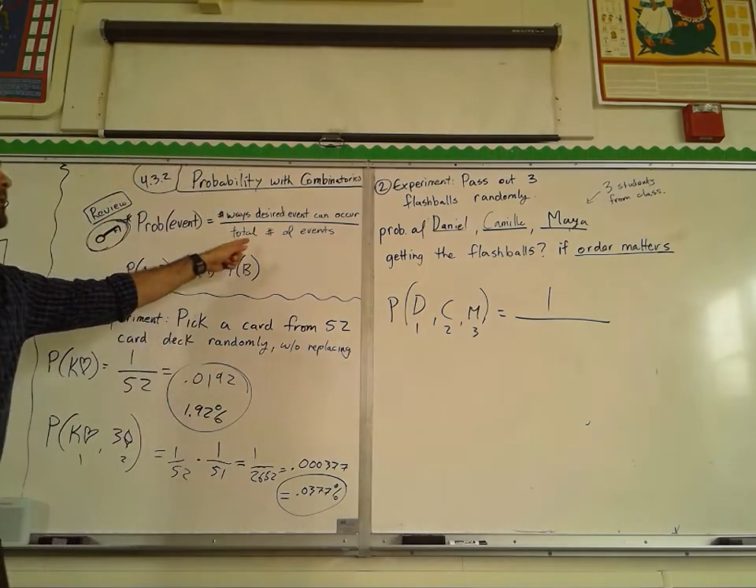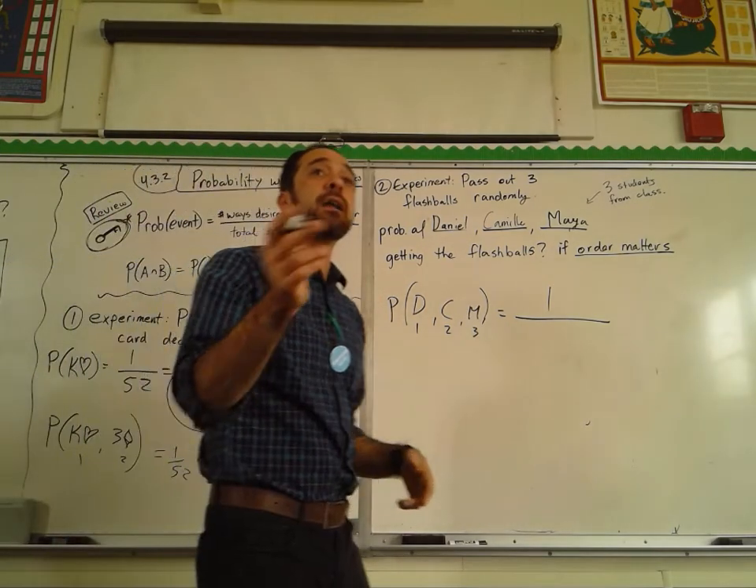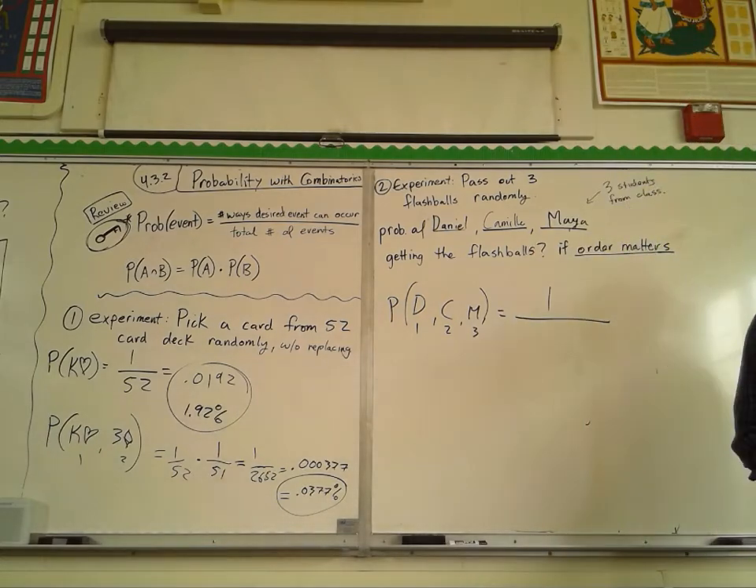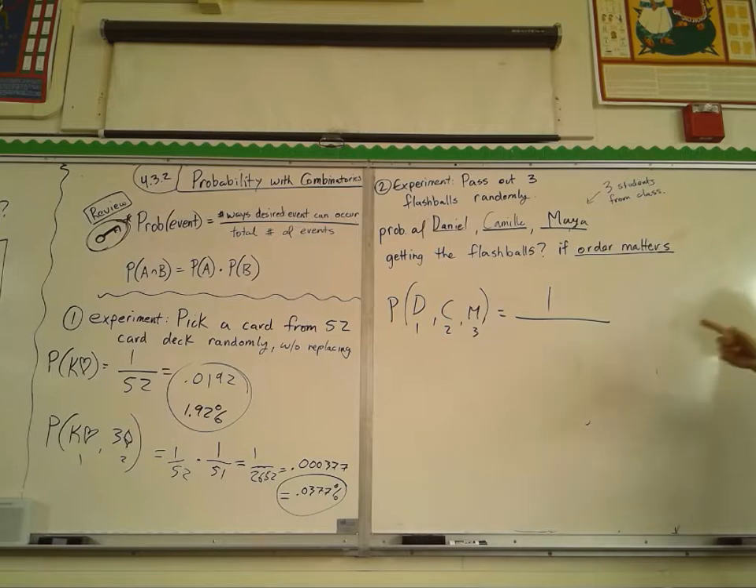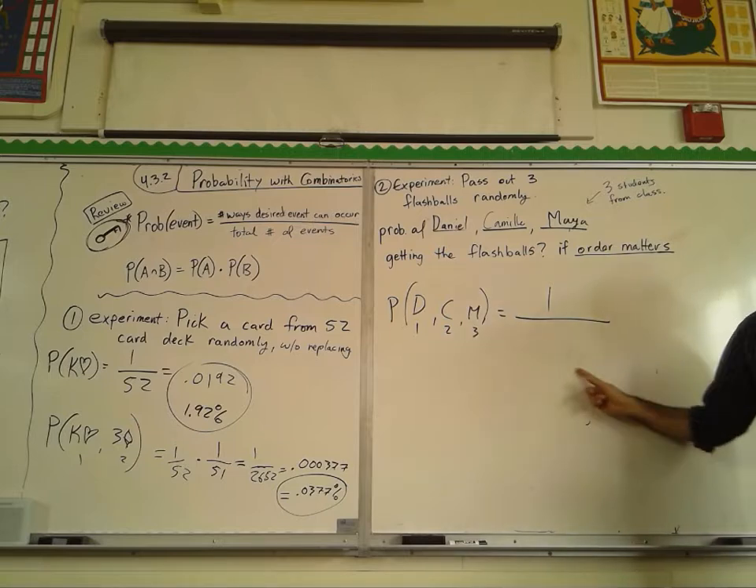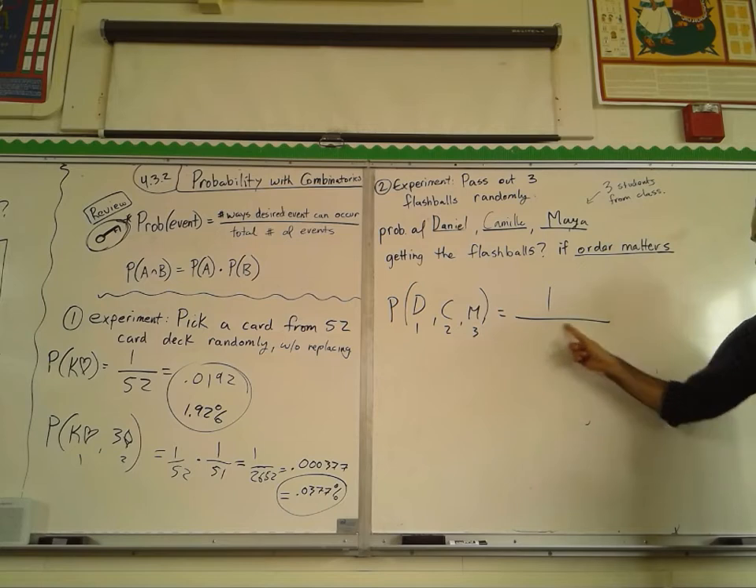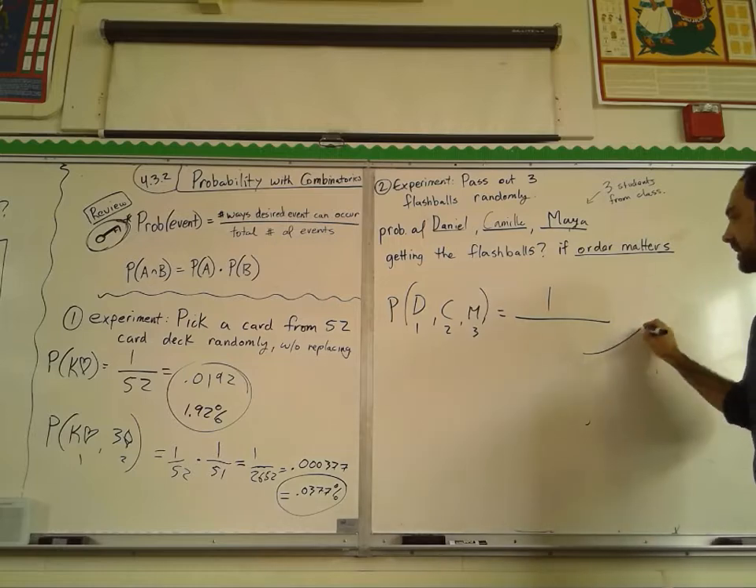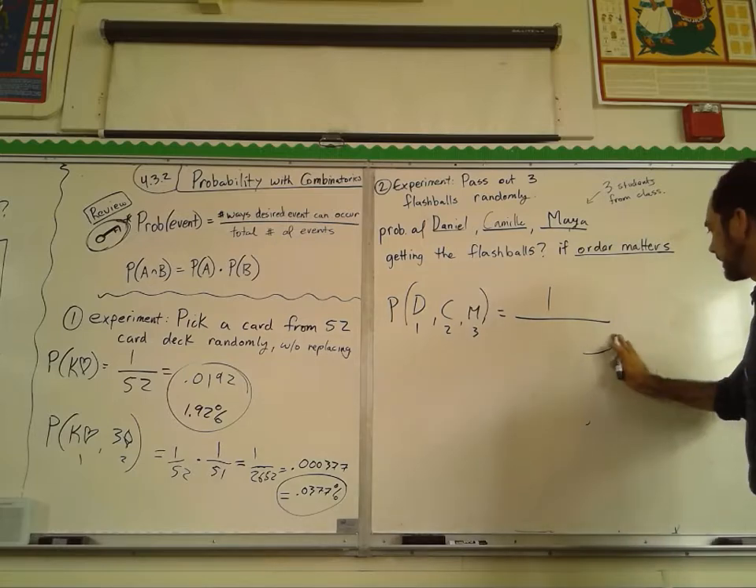Total number of events. There's a lot of ways I could have thrown those balls out, right? A lot of ways. For it to work out exactly like that, it's going to be pretty unlikely. So I know this number is going to be huge. And what do we say we're going to use to find the total number? Order matters? Permutation. So I'm going to go ahead and write this over here.